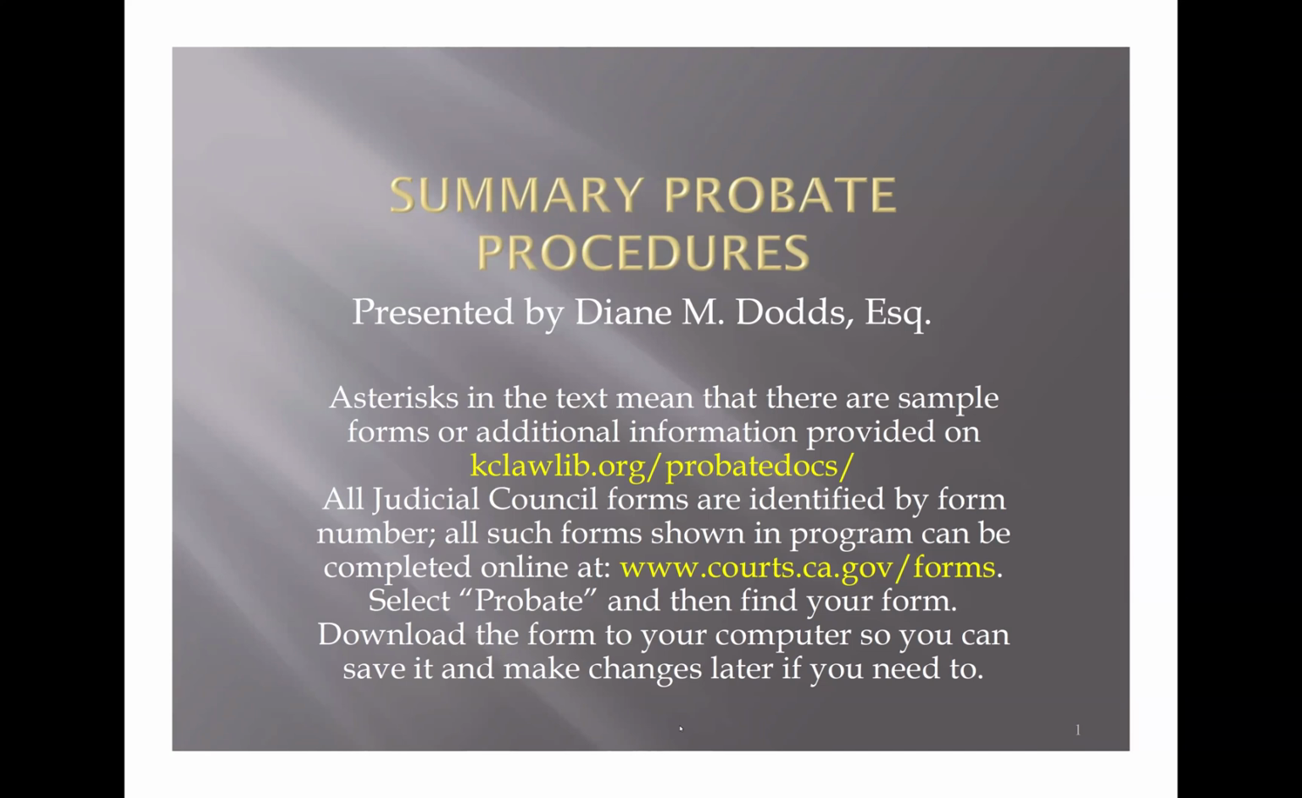All judicial council forms are identified by form number, and all of these forms shown in the program can be completed online at www.courts.ca.gov/forms. So select probate and then find your form. Caution here, you need to download the form to your computer so you can save it and make changes later if you need to. If you just fill it out on the website, you're not going to be able to, it doesn't save easily and you'll probably lose it. So download it and then work from that.